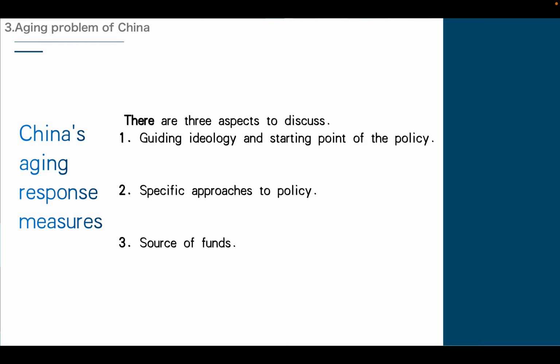And second, specific approaches to policy. One is to reduce the cost of having and raising children. For example, we should increase investment in education and medical care, and reduce medical expenses for children's births and upbringing and education expenses for minors. The second is to improve the economic benefits of having and adopting children.